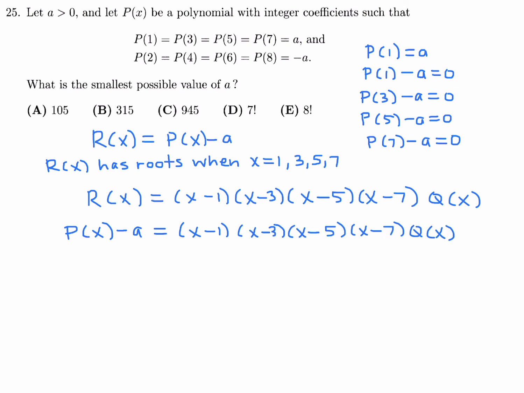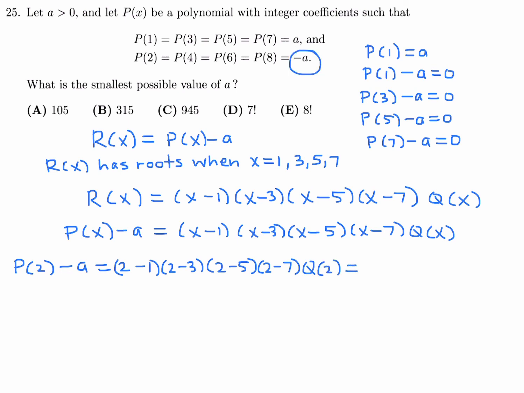Okay, now we're going to have some fun. Now is where we substitute p(2), p(4), p(6), and p(8). When we do, we will get some interesting results. First, let's do p(2). If we substitute 2 for x, we get p(2) minus a is equal to (2 minus 1)(2 minus 3)(2 minus 5)(2 minus 7), and then we have q(2), and that is equal to minus a.